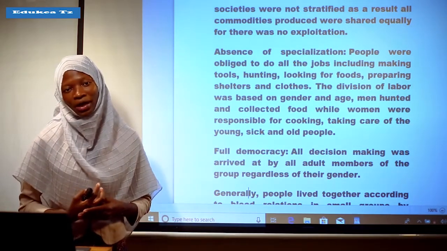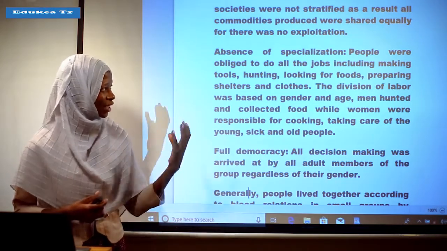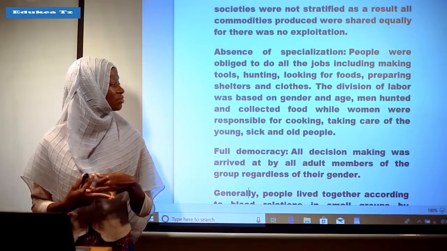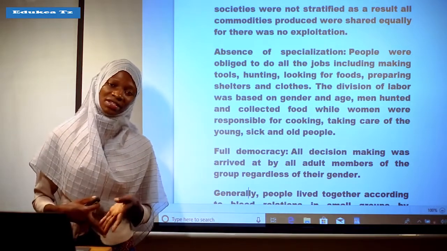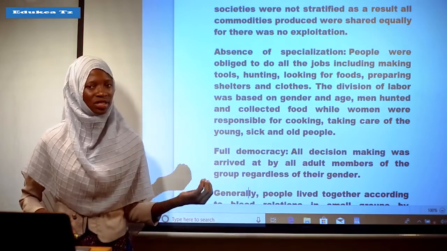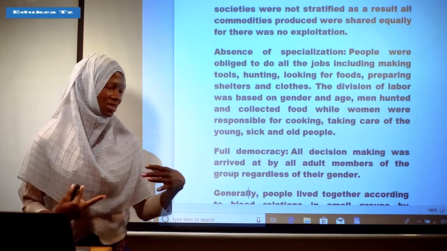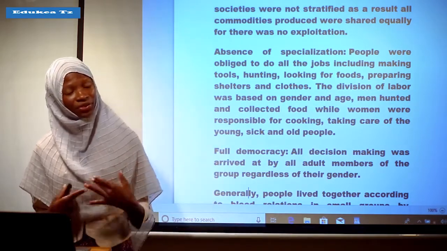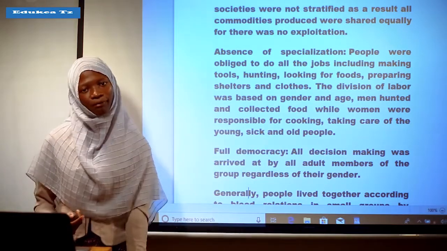All people were involved in production, like making tools, hunting, and so on. The division of labor at that time was based on age and sex. As they tell us, men were responsible for hunting and collecting food, while women were responsible for cooking and taking care of children, older people, and sick people.